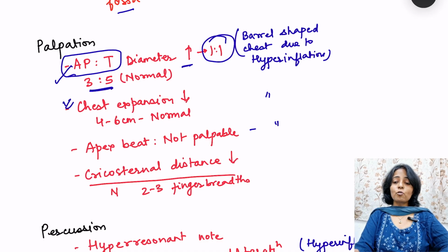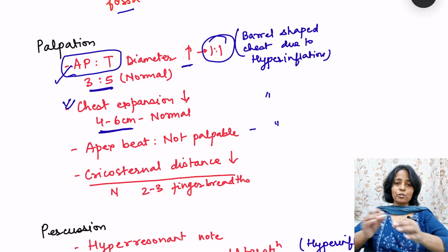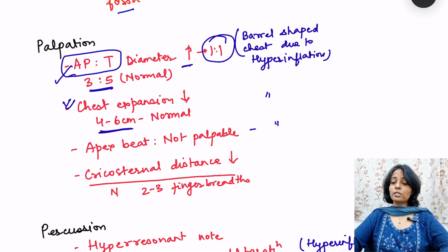Chest expansion also decreases. So you have to measure the amount of chest expansion, ask the person to inhale and exhale. Normal chest expansion is approximately 4 to 6 centimeters. Because the chest is already so expanded and there is a problem in exhalation, this chest expansion will be much less. Chest expansion is decreased. Apex beat, because of the hyperinflation, will not be palpable.